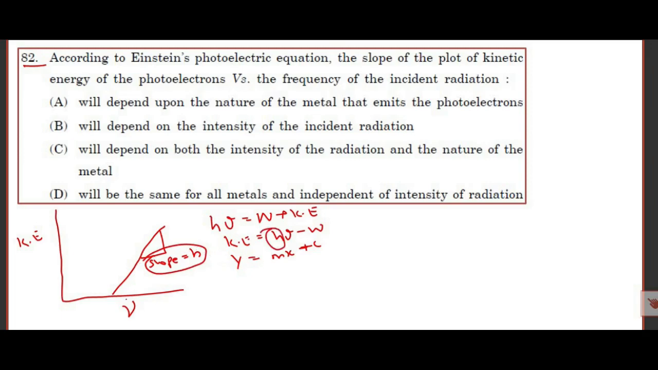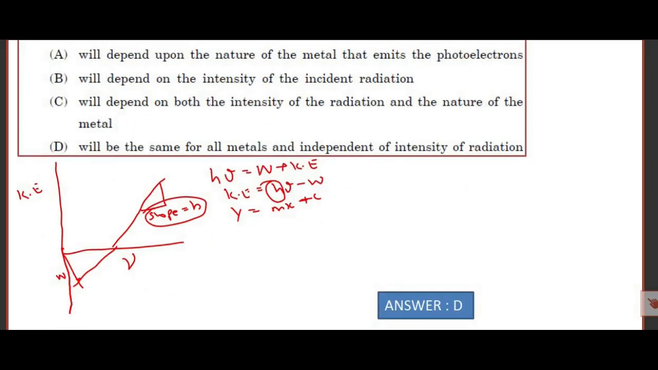Hence, if you extend the line like this on the negative side, this value is W. Let us see from the options. Option A: it will depend upon the nature of the metal that emits the photoelectron. Here the slope h does not depend on that, hence option A is wrong. This does not depend on the nature of the metal.